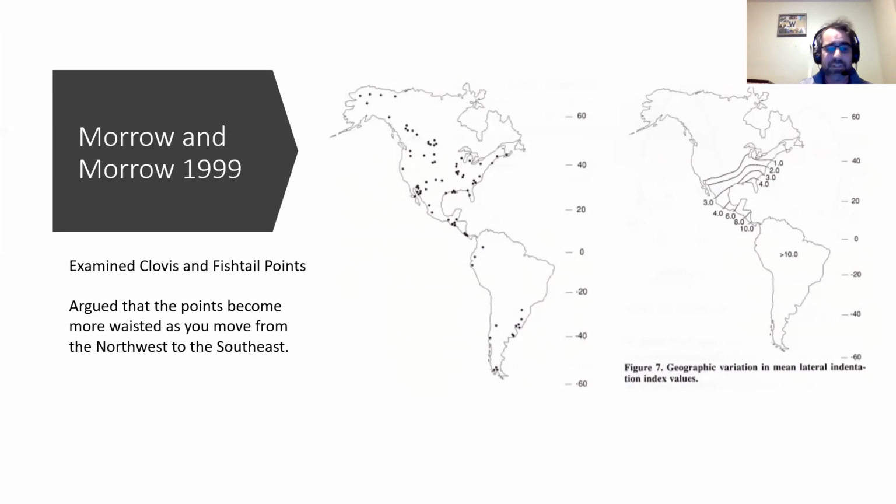They had way more Clovis points than they had fishtail points. And you can see that huge gap in their data if you look at their data set, which is in the middle in Central South America, where they had no data. But it's hard to get data on projectile points from that region, especially if you're working from North America.